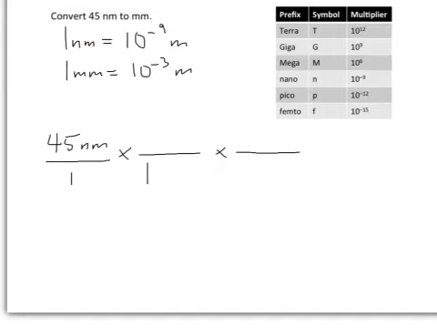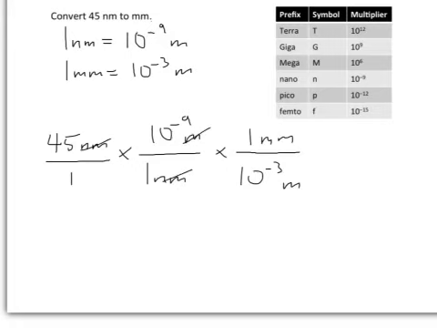So I'm going to have 1 nanometer here, and then its pair, the 10 to the minus 9 meters, goes in the numerator. So that's 10 to the minus 9 meters. And then in my second set of conversion factors, the 10 to the minus 3 will go in the denominator, and the 1 millimeter will go in the numerator. So I have 10 to the minus 3 meters is 1 millimeter.